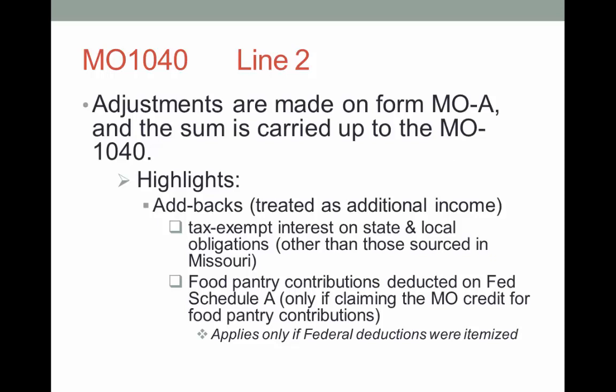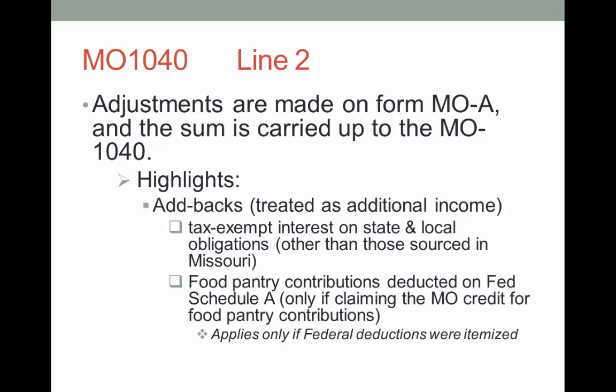Another item you might see, and the most you would see it would probably be on one return during the semester: if you have a person who has itemized deductions on the federal return, and one of those itemized deductions was a charitable contribution to a Missouri food pantry, then that deduction has to be added back to the Missouri tax return. And the reason it gets added back is because later on the Missouri tax return, the people will get a credit for that and it will offset their tax.